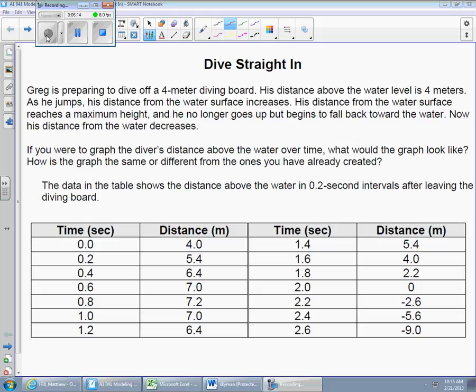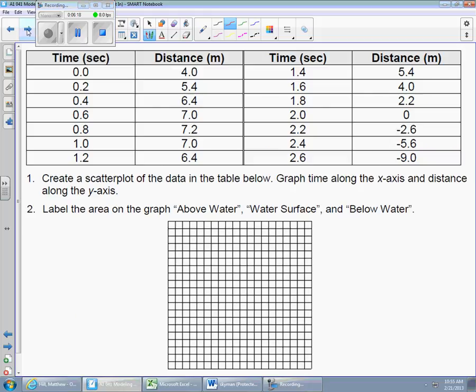Okay, let's see if we can answer some of the questions that are going to follow based on this chart. The first one says, create a scatter plot of the data in the table. Graph time along the x-axis and distance along the y-axis. Okay, time along the x-axis. That's what they said. Do we need them to tell us this? The time goes on the x-axis. Will they ever tell us that time goes on the y-axis?